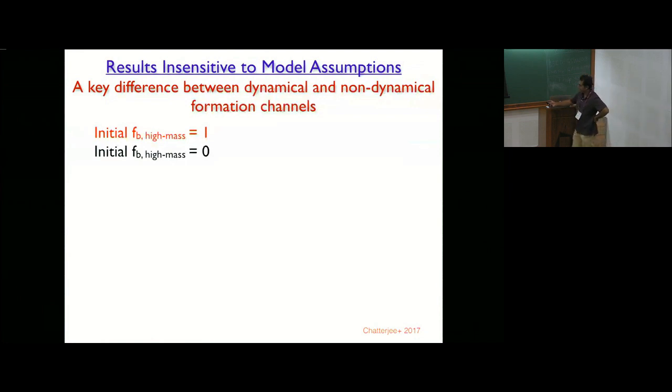So let's look at something really cool. So I am going to show you results from two different models that are identical initially to each other, except in the red model, I have all high mass stars initially in a binary. And in the black model, I have all high mass stars initially single. So in the isolated case, this model, the black model, will produce 0 binary black holes. And this will create some. Okay?